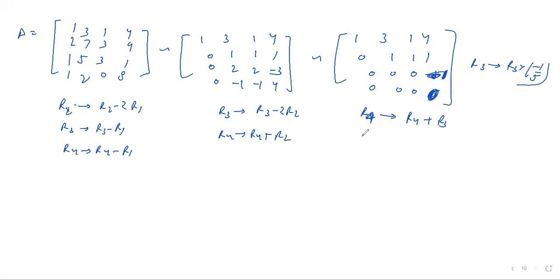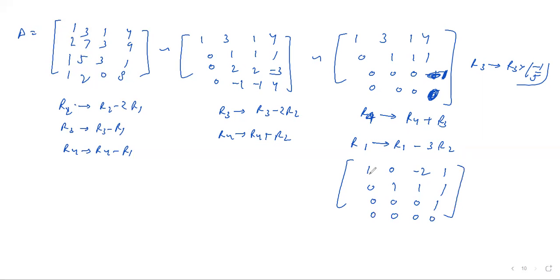Okay, and now we will apply on R1 as R1 minus 3R2. We will get 1 0 minus 2 1 0 1 1 1 0 0 0 1 0 0 0 0. Okay, so now let's just make these two elements. It is actually the row canonical form. I am reducing this to the row reduced canonical form.